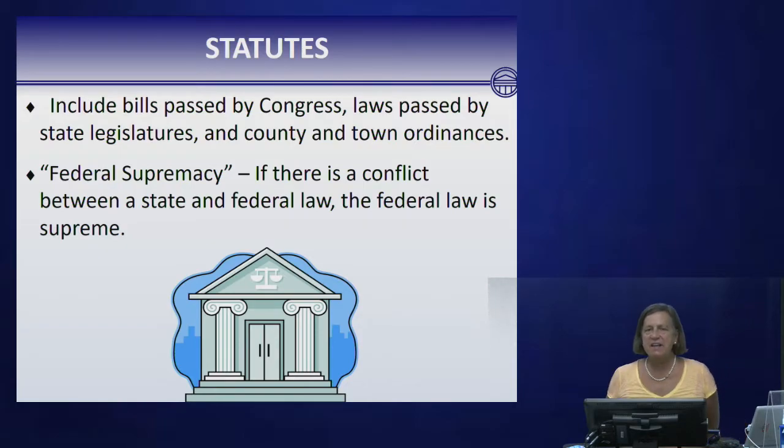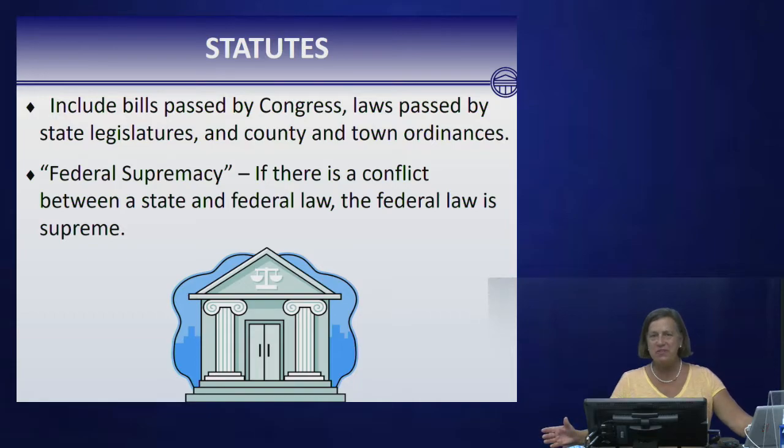All right, so the second major source of our law is statutes, our statutory body of law. So far you've learned the Constitution, statutory body of law. The statutory body of law includes bills that are passed by Congress. Actually, all laws passed by legislative bodies, including your local or town ordinances. So bills passed by Congress, laws passed by state legislatures, county and town ordinances, these are all considered to be part of our statutory body of law.